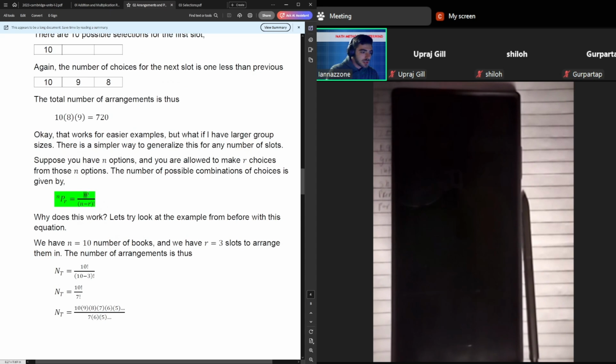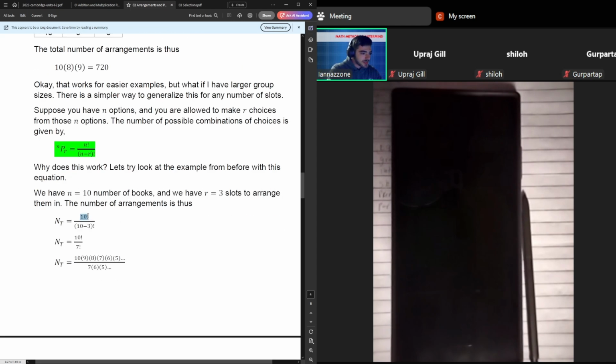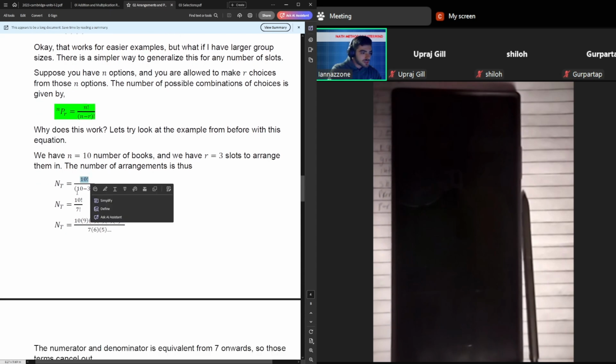Which is simply n is the number of objects or things that you have, and r is the number of positions for those objects, if we're using the same metaphor. So how that works is we have 10 books and we have 3 positions to put them in, and so you have 10 factorial divided by 7 factorial.